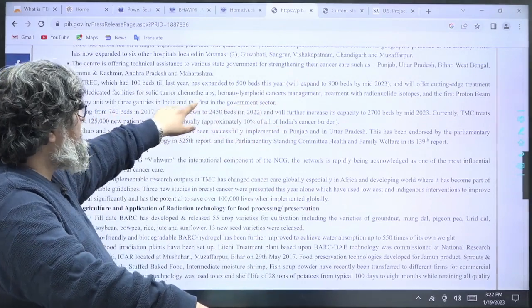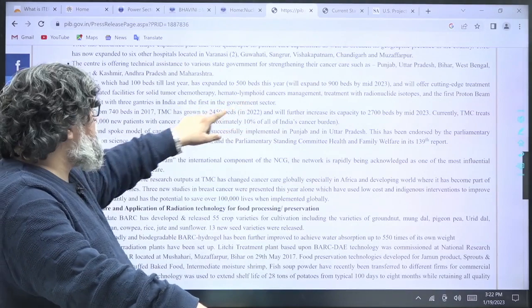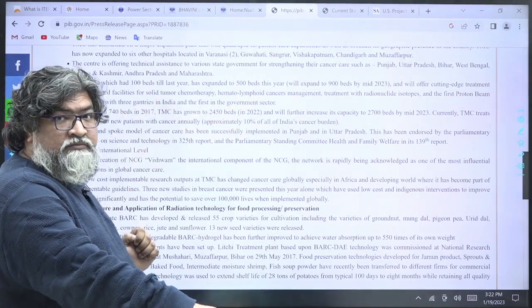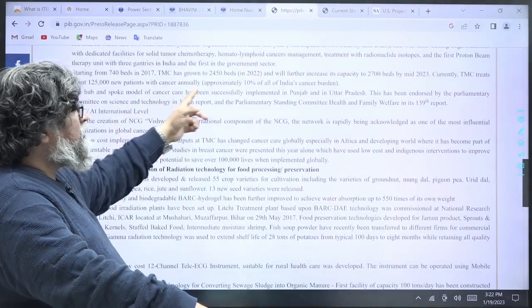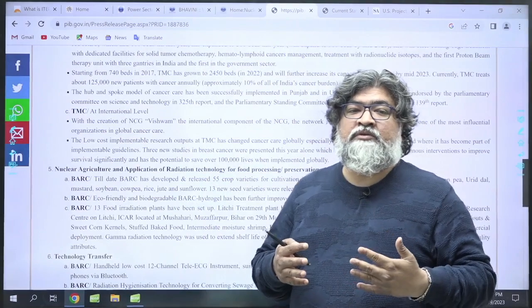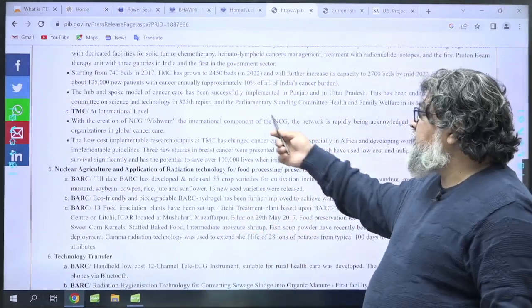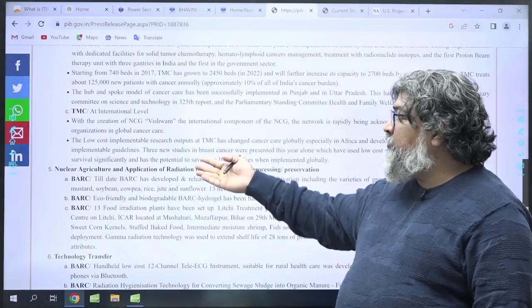Radionuclides, isotopes and all. Lymphoid cancer, blood cancers, lymphatic cancer, chemotherapy, tumor chemotherapy. All of these are given. So there is now a figure given here of how many such numbers are being worked out and how the expansion is increasing. The Parliamentary Standing Committee on Health and Family Welfare has mentioned the record in its report.